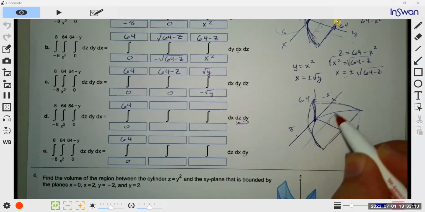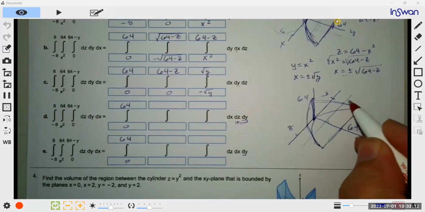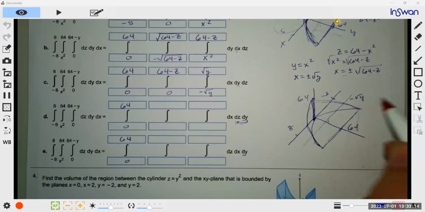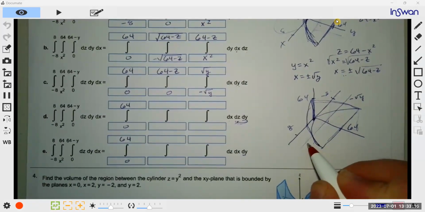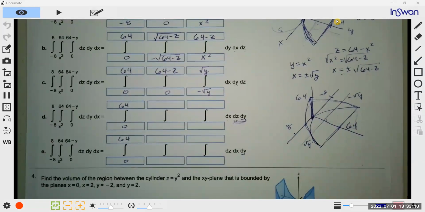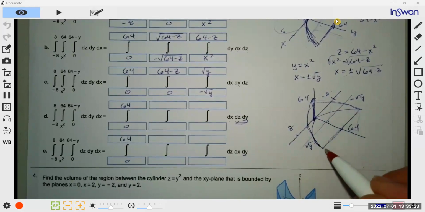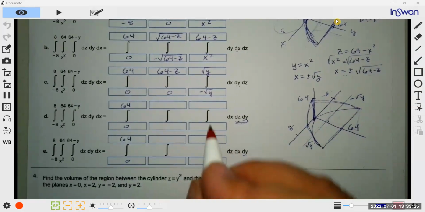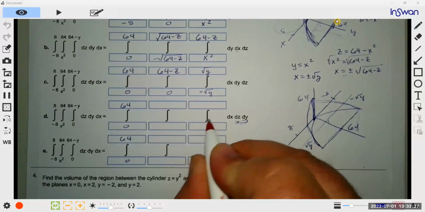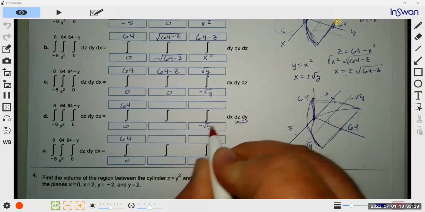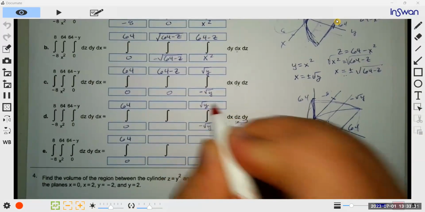And since it goes this way, it enters at negative radical y, exits at positive radical y, because x is equal to y squared. So it's negative radical y, positive radical y.